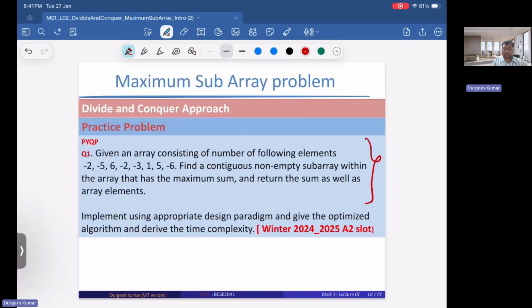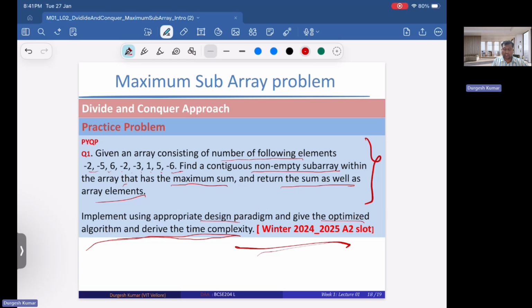This is one of the previous year papers. Given an array consisting of the following elements: 2, minus 5, 6, minus 2, minus 3, 1, 5, minus 6. Find a contiguous non-empty subarray within the array that has the maximum sum and return the sum as well as the array elements. Implement using the appropriate design paradigm, give the optimized algorithm and derive the space complexity. Try to solve this problem. We'll discuss the detailed solution in the next video.